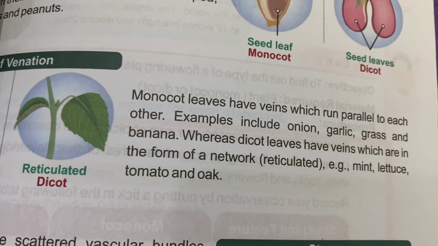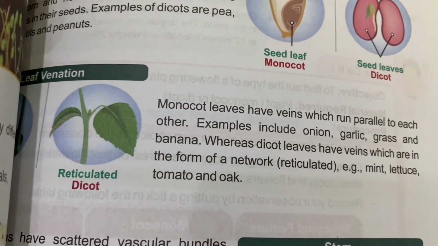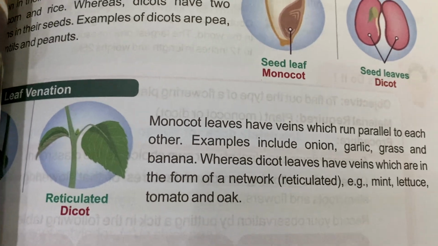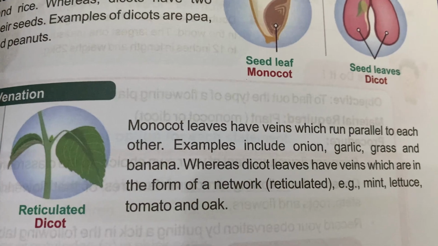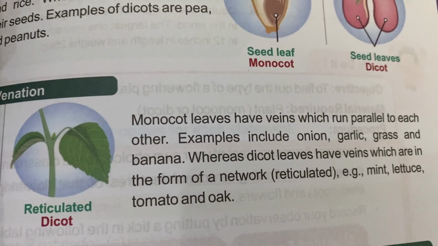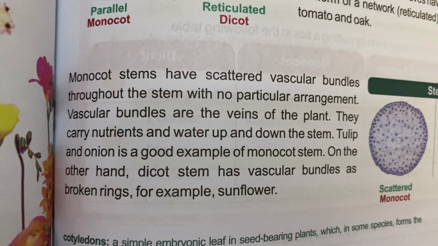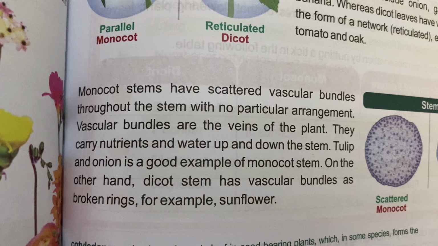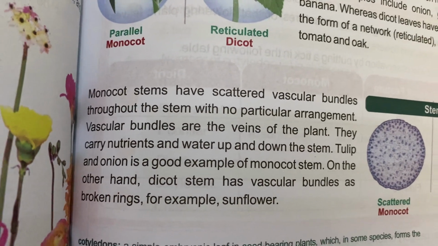Monocots have veins which run parallel to each other. Examples include onion, garlic, grass and banana, whereas dicot leaves have veins which are in the form of a network: mint, lettuce, tomato and oak. Monocot stems have scattered vascular bundles throughout the stem with no particular arrangement.